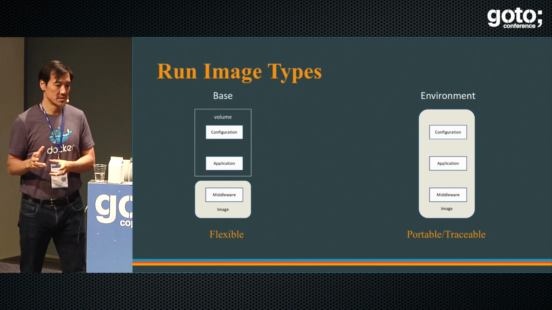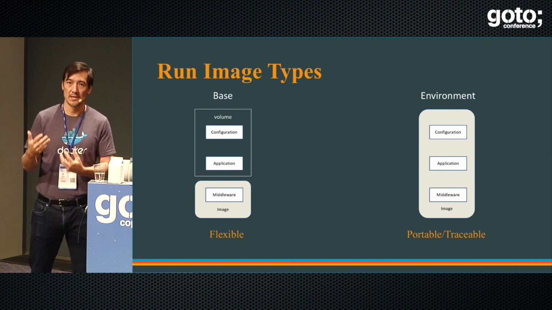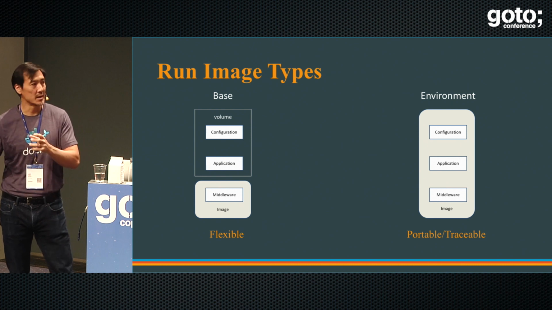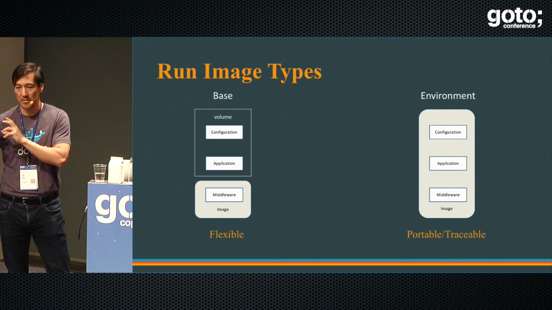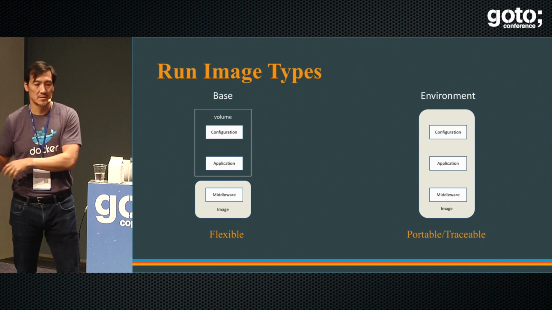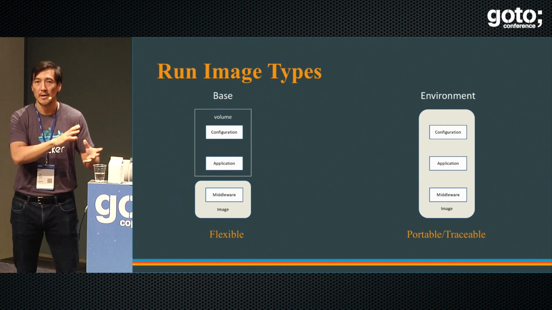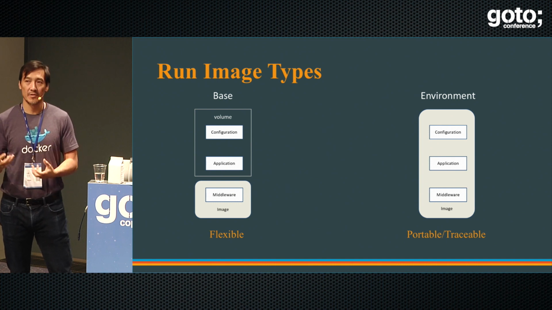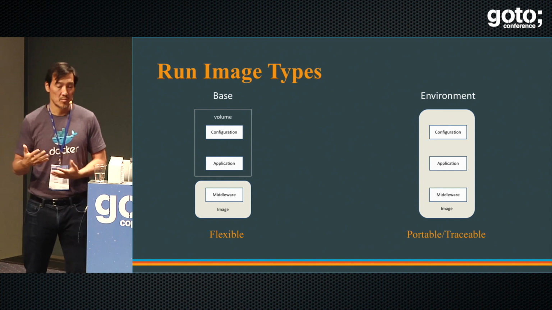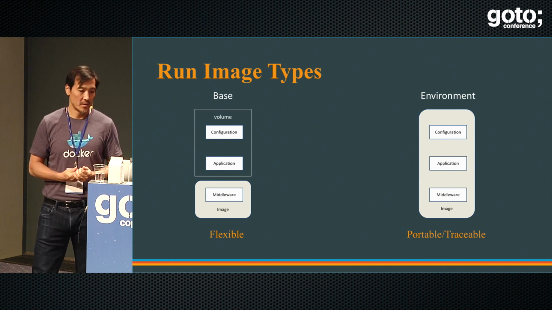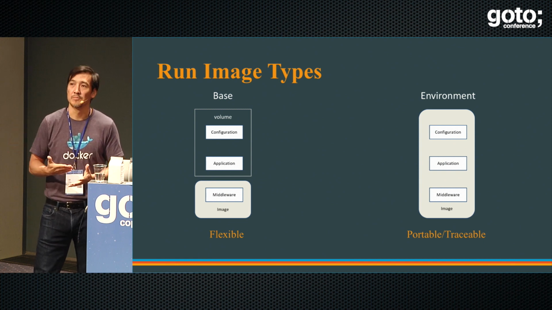One of the advantages of doing this is it's extremely portable. In other words, you can take the same image and run it in your production servers, on your laptop, or in the cloud, anywhere you want. Because everything is baked in, it's completely portable. And also, since everything is baked in, everything within there is traceable.